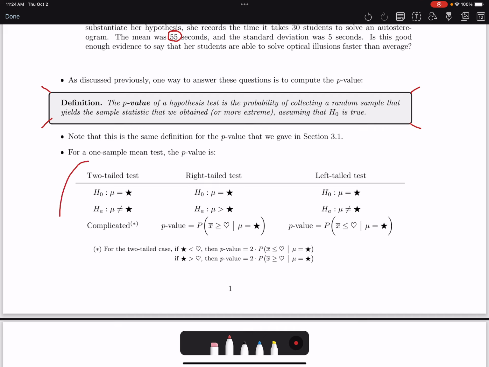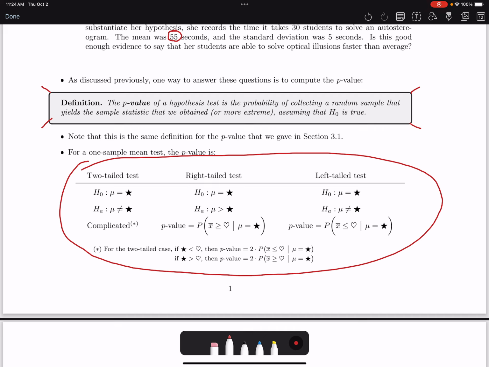Once again, I've given a chart here to try to describe in math symbols how to compute the p-values. And once again, these are the kinds of probabilities we've seen before. I'm using a heart here to represent the sample mean and a star to represent what we're assuming the population mean to be. But anyway, we've calculated these kinds of probabilities before.